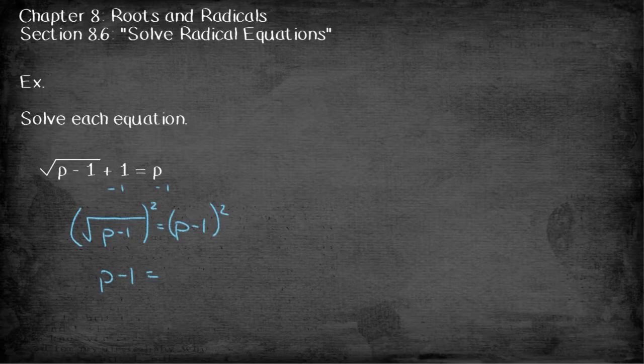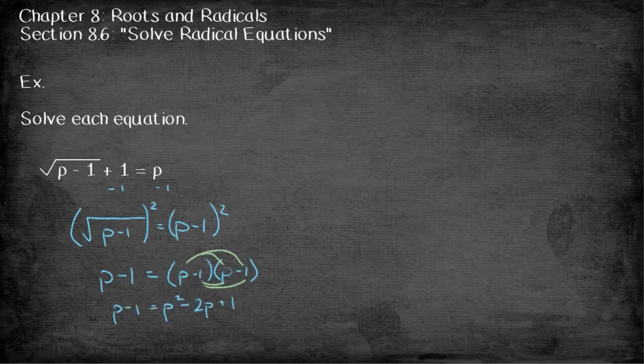On the right-hand side, be careful, please. We have p minus 1 equals p minus 1 times p minus 1. Let's FOIL. All told, I get p squared minus 2p plus 1. I know that from our special form, right? Our special products. Now I just want to solve.